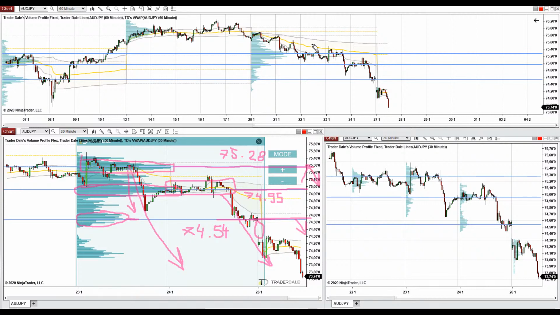Alright, now if you look at the fixed weekly profile in here, you can see that those levels are very nicely visible there. This is volume cluster for the first level. This is volume cluster for the second level. And right here, point of control of the previous week is the third level. This should be the strongest level because it's the point of control.